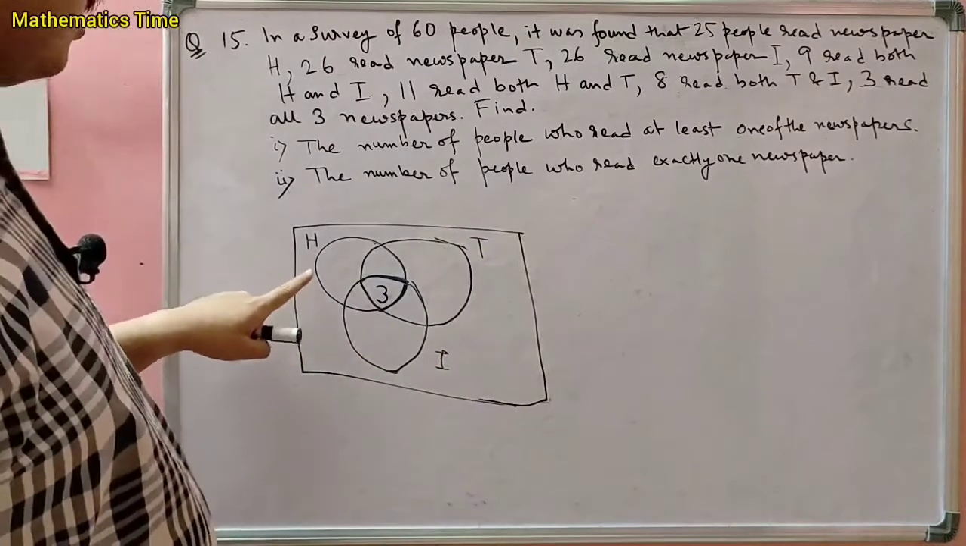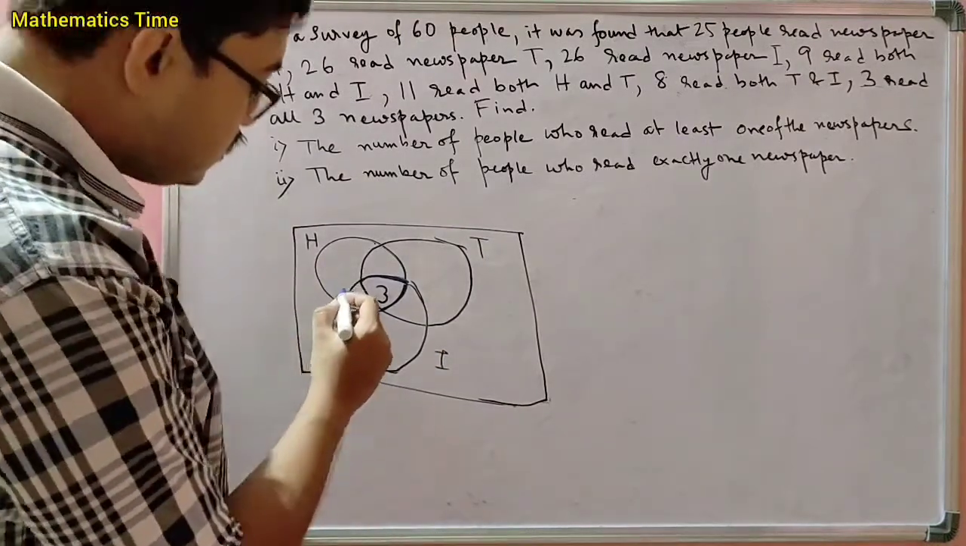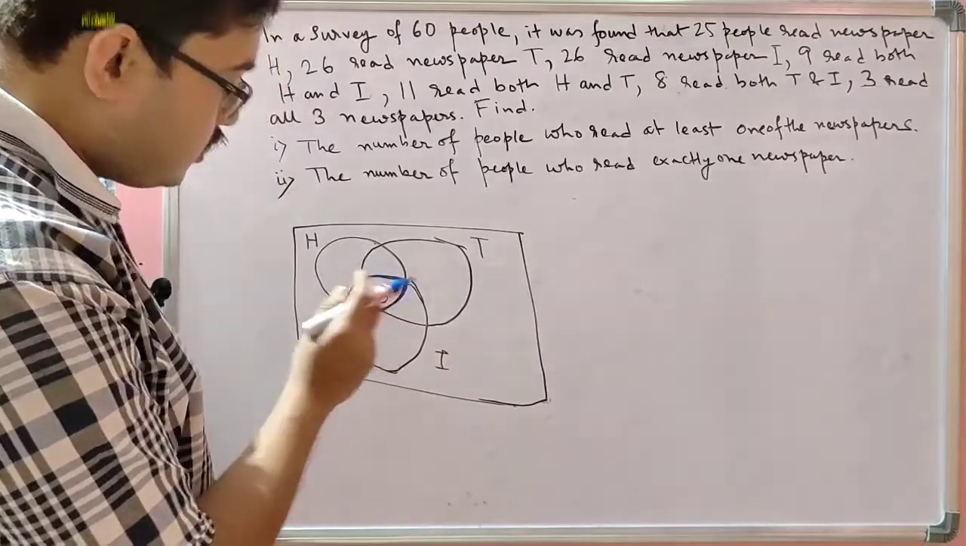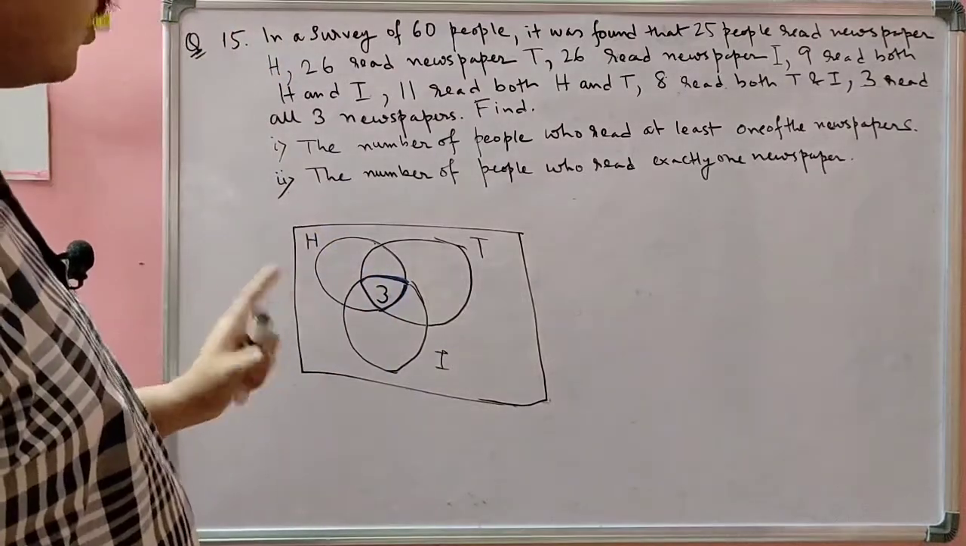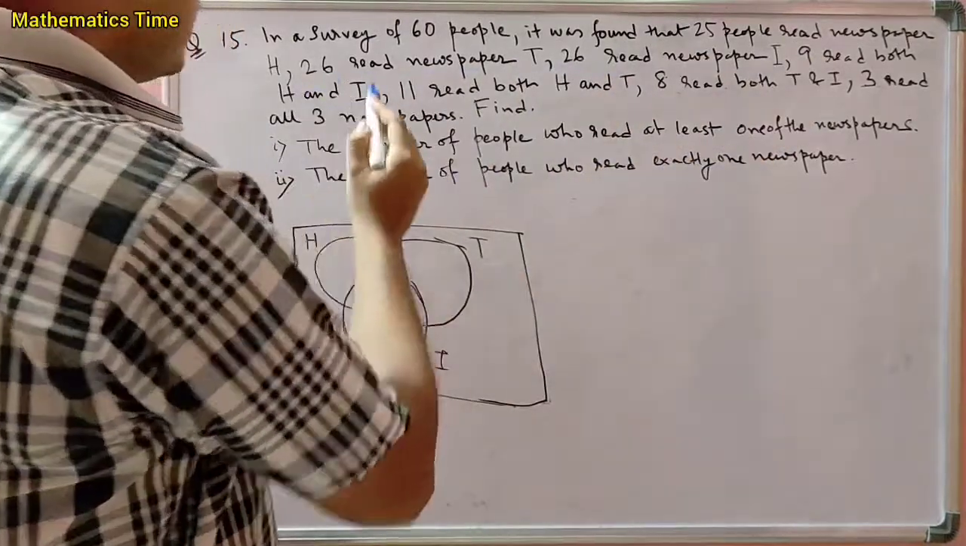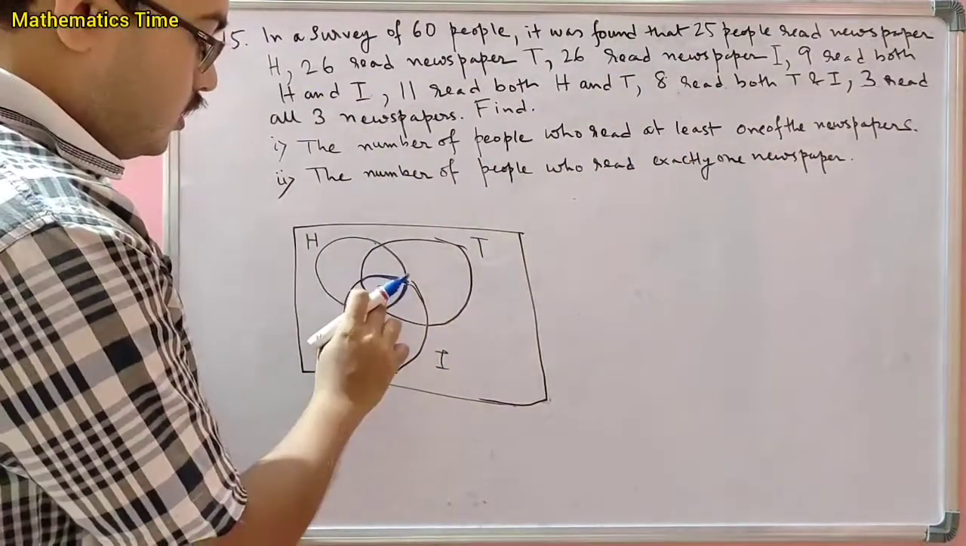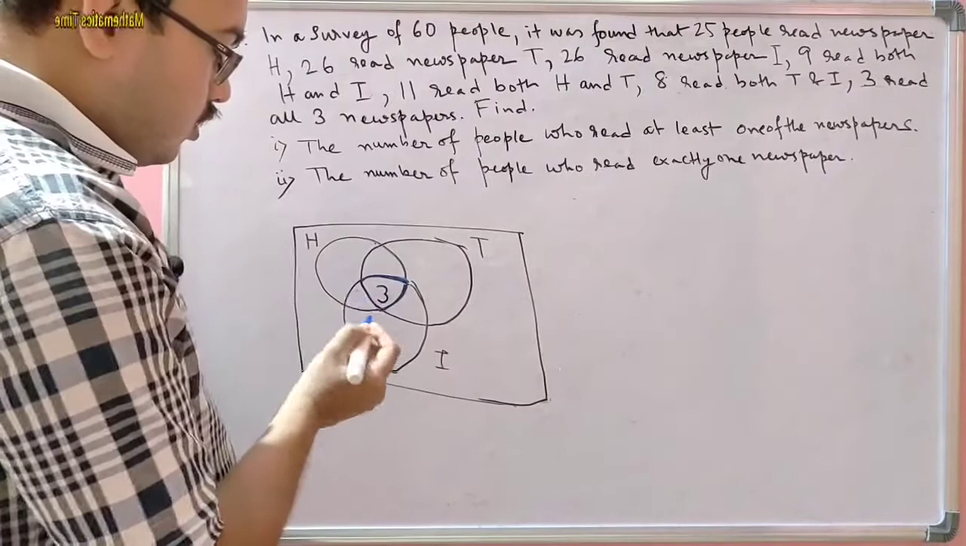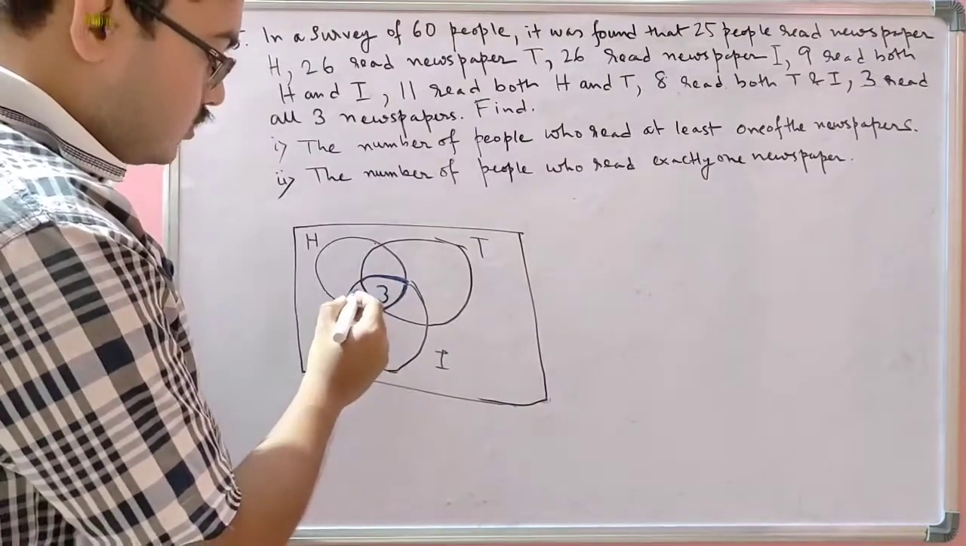So H and I, how many? This intersection is H intersection I, the people who read both H and I. 9 read both H and I, so this will be 9. It is 3. How many will be there? That is 9 minus 3, which is 6.